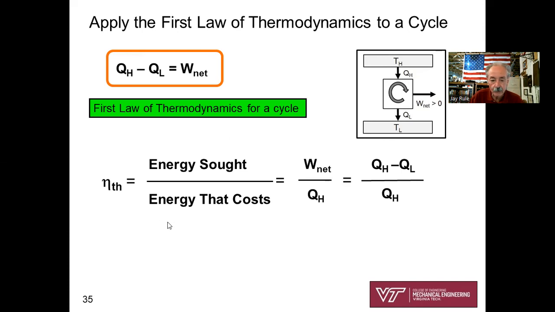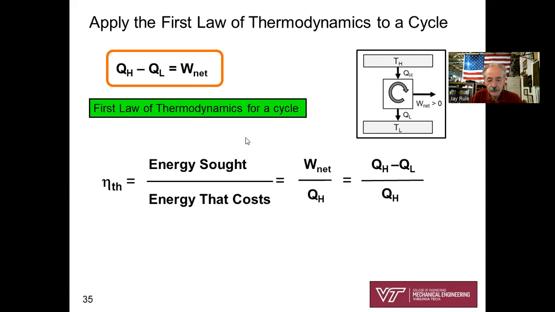Now, definition of thermal efficiency: energy sought over the energy cost. W net over QH. I'm looking at the slide, and I can replace W net with QH minus QL. Okay, and now I've got something. And do you see that I didn't write it on my slide for a reason.